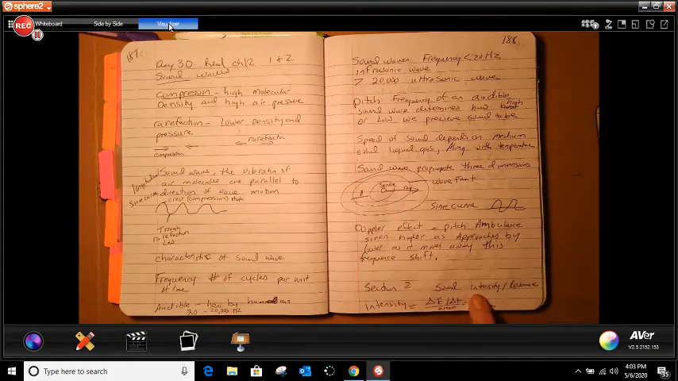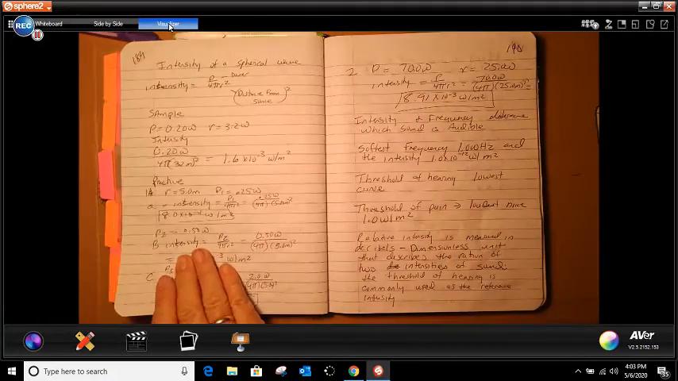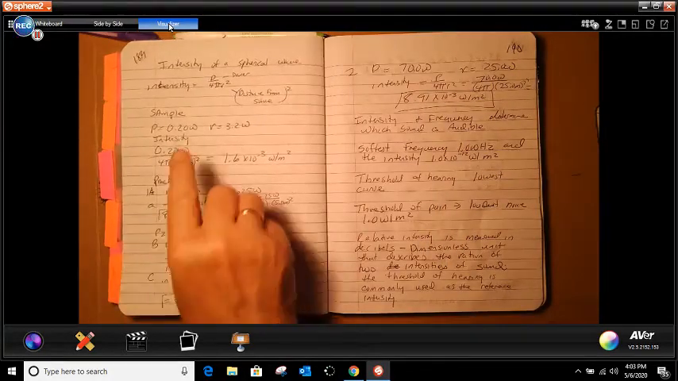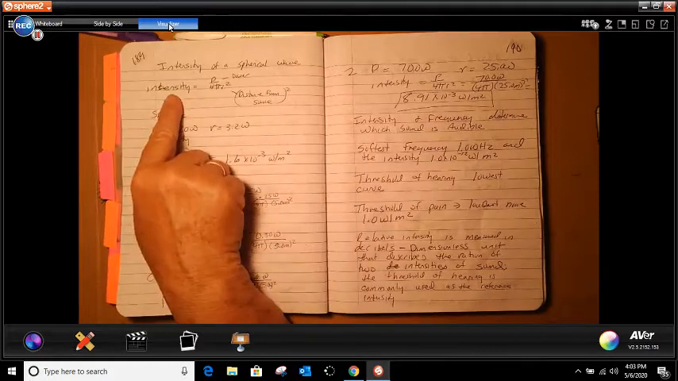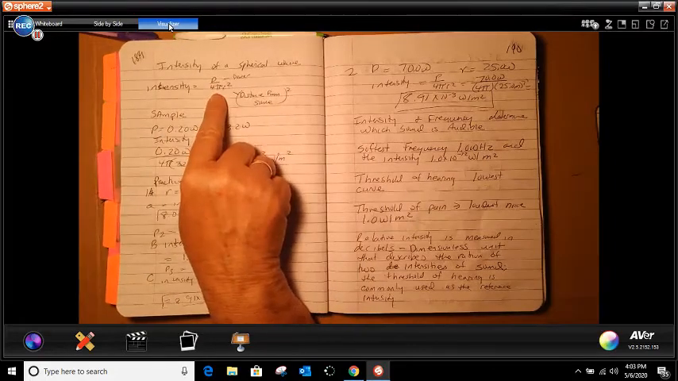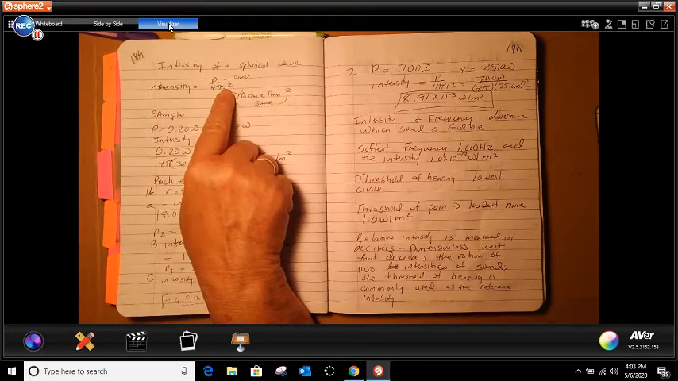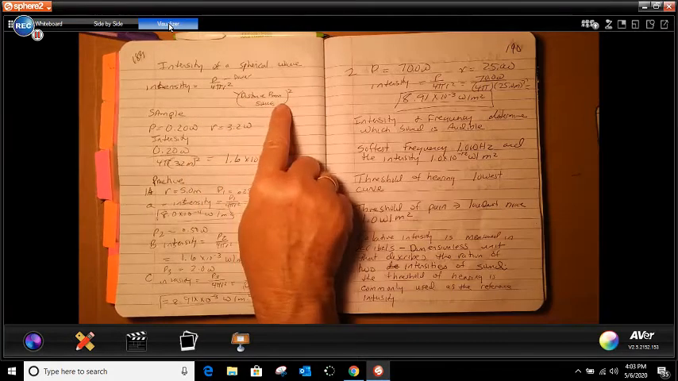Section 2 is talking about sound intensity and resonance. Intensity is the change in energy divided by the change in time over area, which is power divided by area. For the intensity of a spherical wave, you have the intensity equals the power divided by 4 pi r squared, where r is the distance from the source.